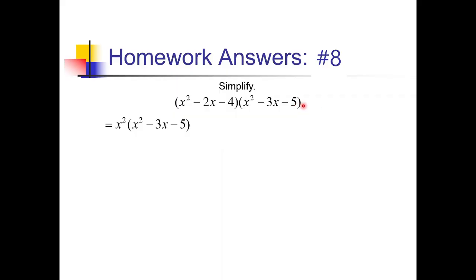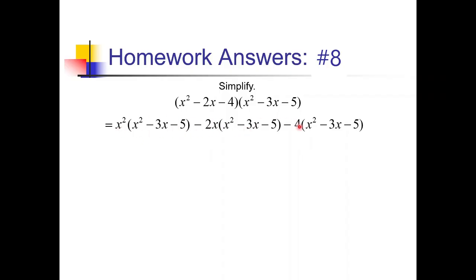I'll just rewrite all that. Minus 2x times the second parentheses. Minus 4 times the second parentheses. I don't have to rewrite all of this stuff. I could just use a bunch of lines to indicate where I'm multiplying, but I like doing it this way. It makes it easier to not lose anything.